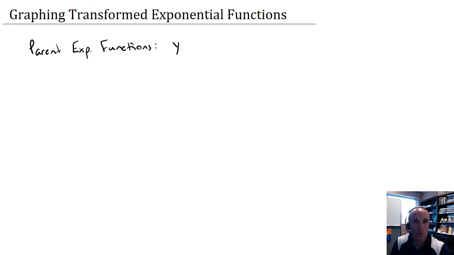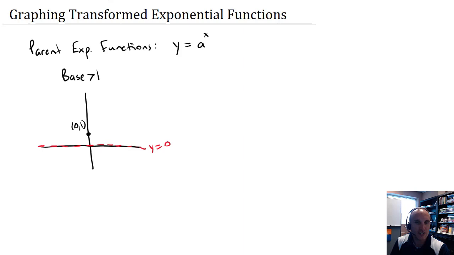look like y equals, let's say, some number a to the x power. A has to be a positive number, not 0 or negative. And there's a couple different cases as to what this parent function can look like. If that base is greater than 1, then the parent function is going to go through the ordered pair 0, 1 and have an asymptote on the x-axis where y equals 0, and it will grow exponentially to the right and shrink exponentially to the left, approaching that asymptote.